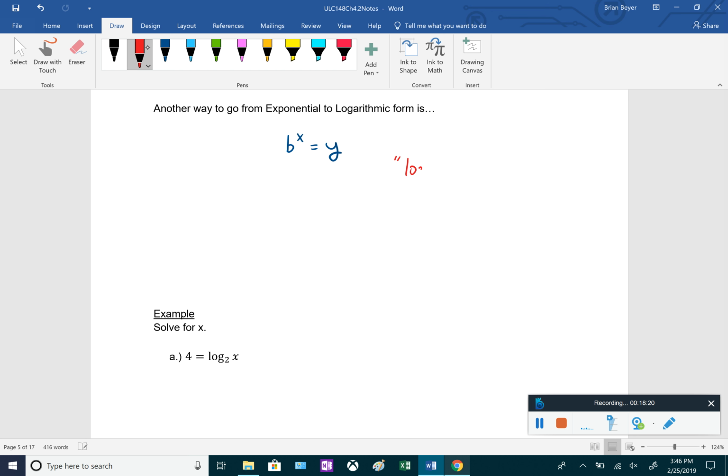Once you start with this, you can log base b both sides. So what that means is we're going to have log base b of b to the x on the left, and then log base b of y on the right. Log base b of b to the x, that's the inverse property from the previous page. Both base b, they cancel. We get x equals log base b of y. So now it's in logarithmic form here. So you don't have to think about it this way. I'm going to do a couple examples though, using it this way.